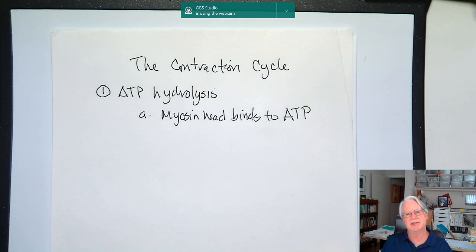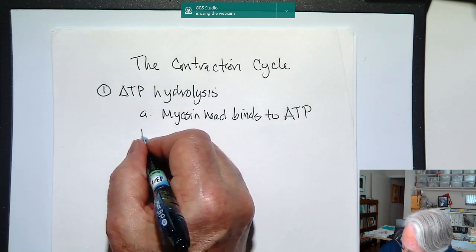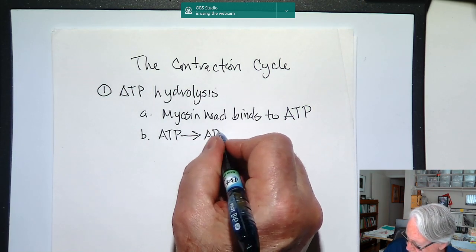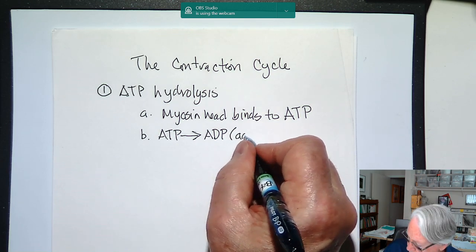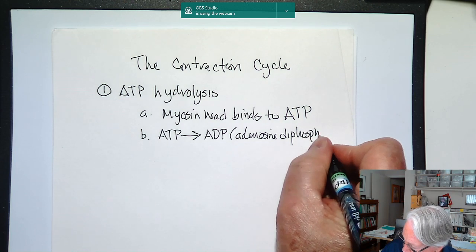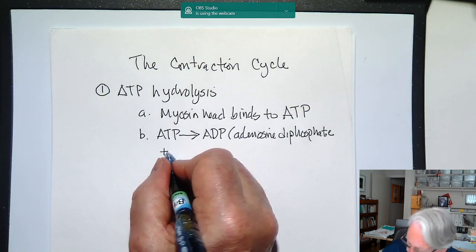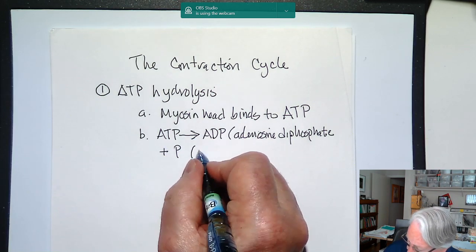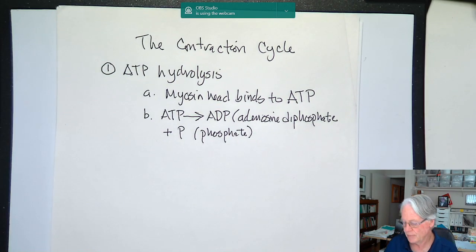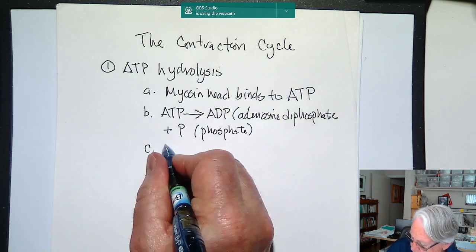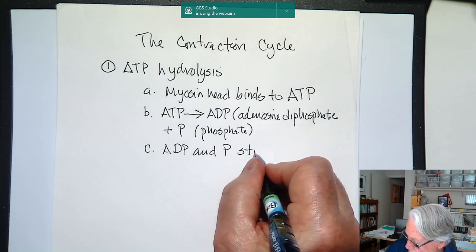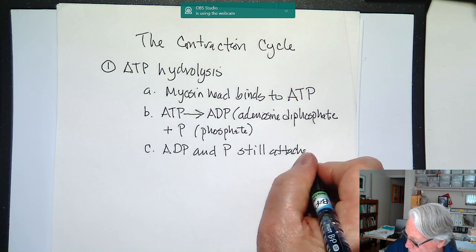So if you remember, the myosin head has a binding site for ATP, and ATP will bind there. Then ATP is going to react and become ADP, adenosine diphosphate, plus a phosphate group. The next step then is ADP and the phosphate group is still attached to myosin head.